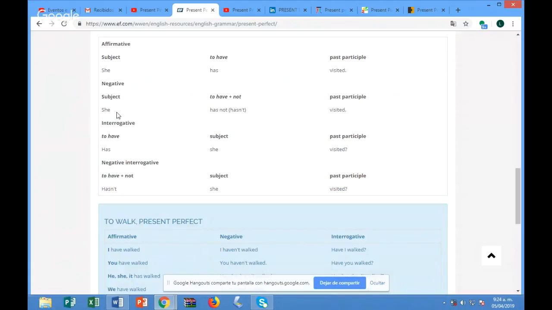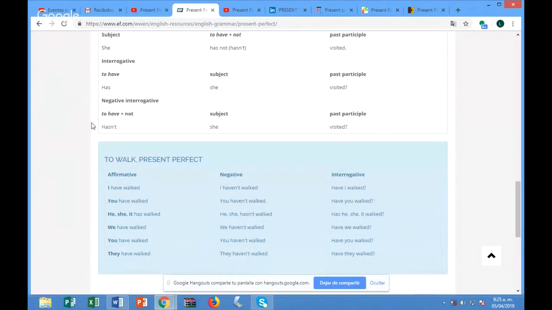In negative, we use the same thing. The third person, she, in this case, has not. We add the not to have for the rest of the persons, or for third person, has not. Okay, has not or have not. And the past participle. In this case, she has not visited or she hasn't visited. Depends what do you want to use. In informal, we can use hasn't, okay?